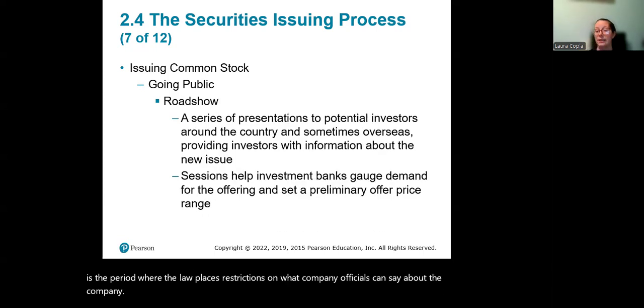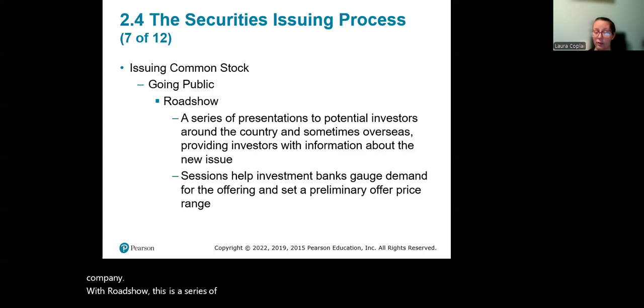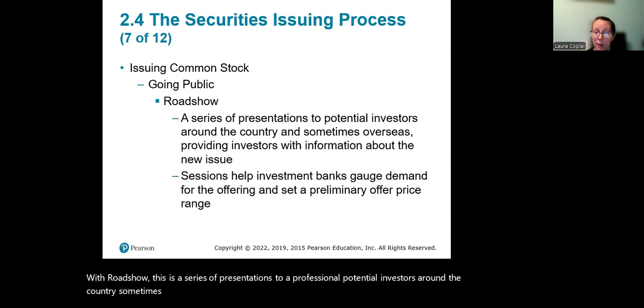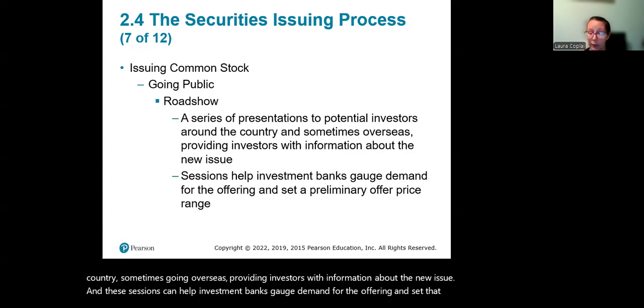With the roadshow, this is a series of presentations to professional potential investors around the country, sometimes going overseas, providing investors with information about the new issue. And these sessions can help investment banks gauge demand for the offering and set that preliminary offer price range.